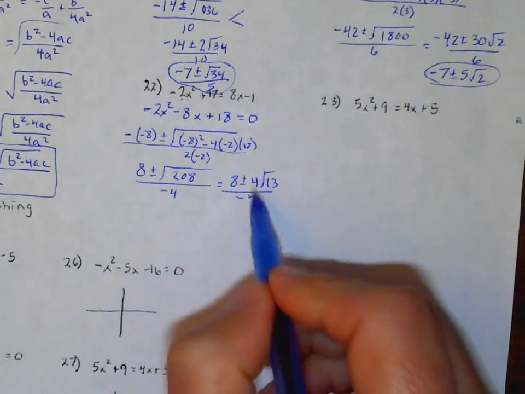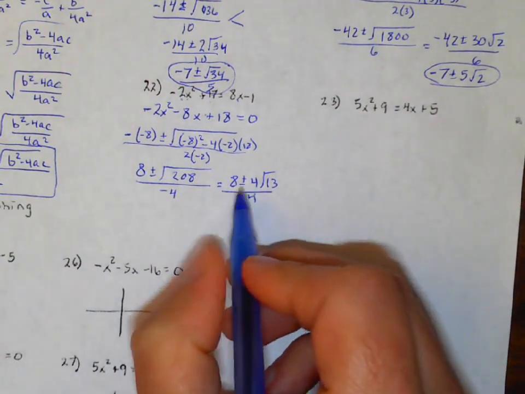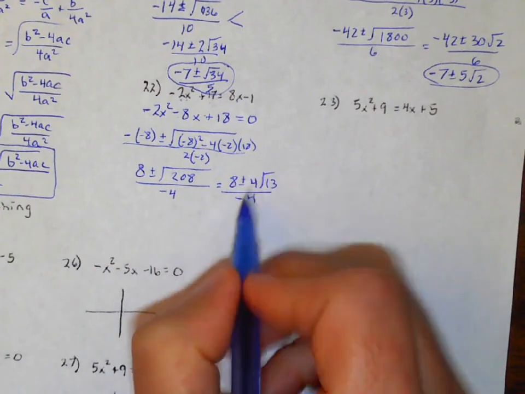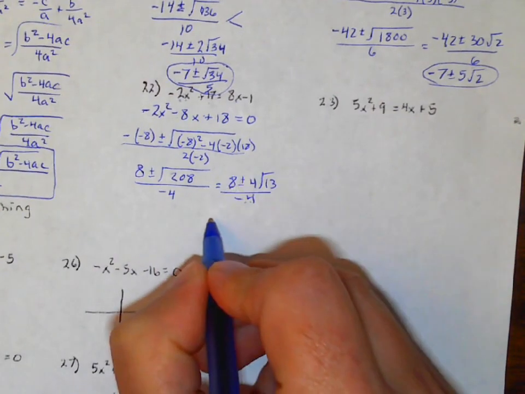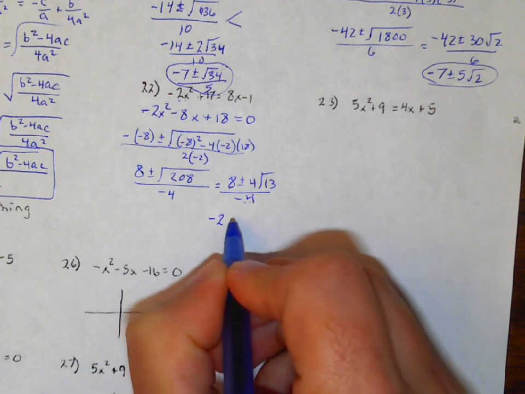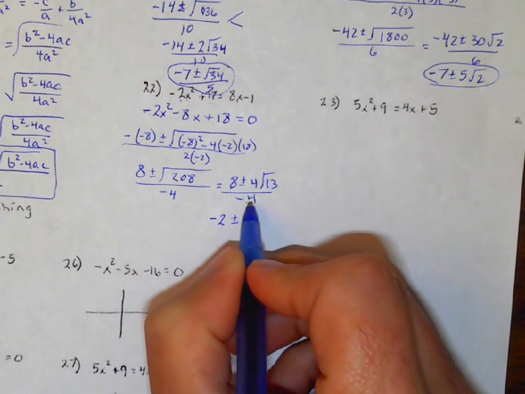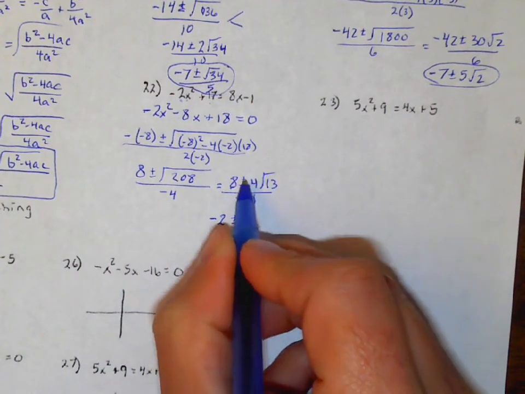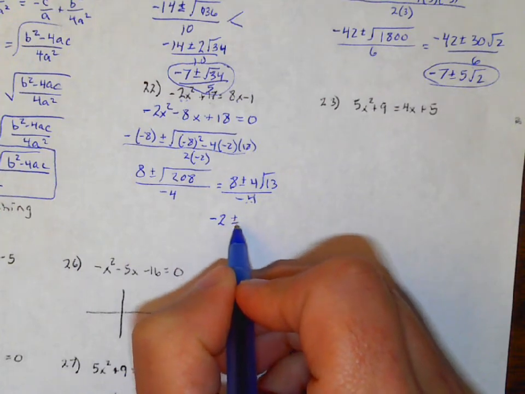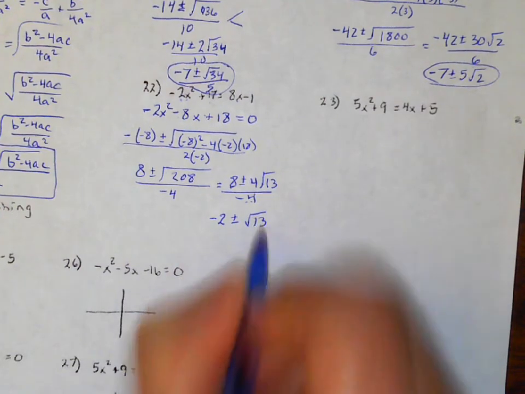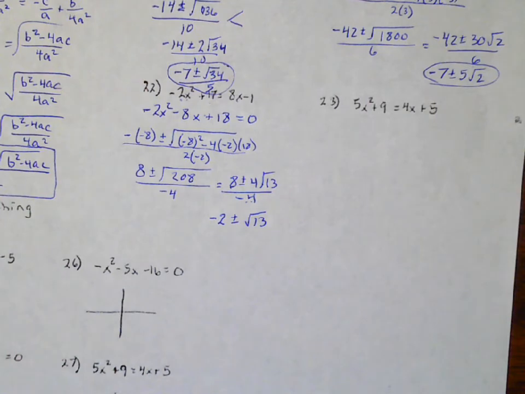Once again, these are all divisible by 4. Actually, let's divide them both by negative 4. So 8 divided by negative 4 would be negative 2. And that divided by that would be negative, but since it's plus or minus, it just changes the plus to a minus and the minus to a plus. So we have negative 2 plus or minus the square root of 13.